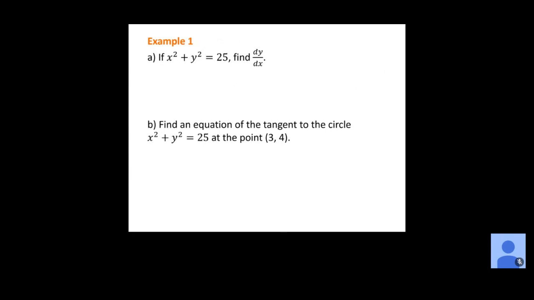All right, so let's take a look at this first one. We've got x squared plus y squared equals 25. We're asked to find dy dx. All right, now, first things first, let's think about what this equation is, right? So if we have x squared plus y squared equals 25, what would the graph of that look like?